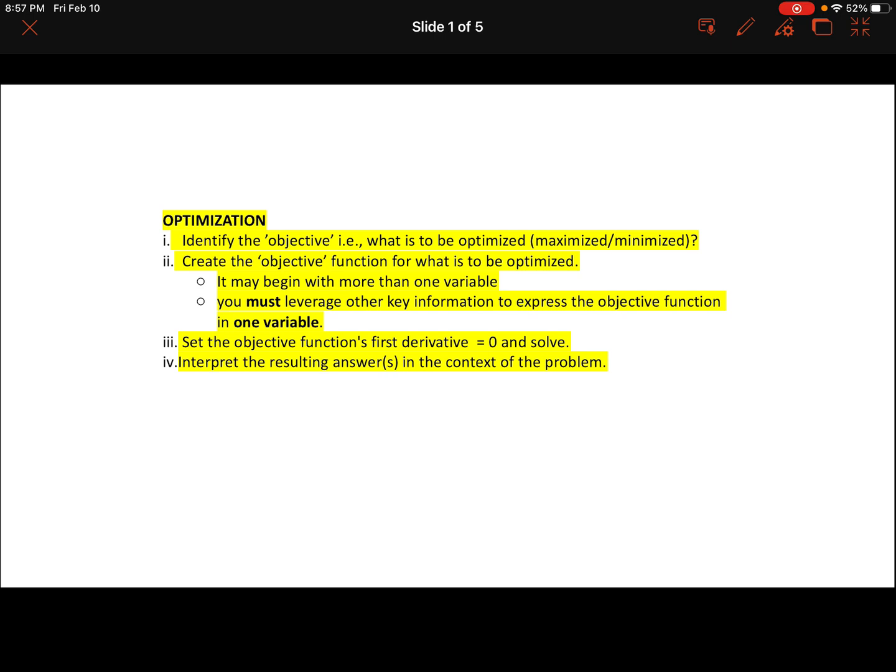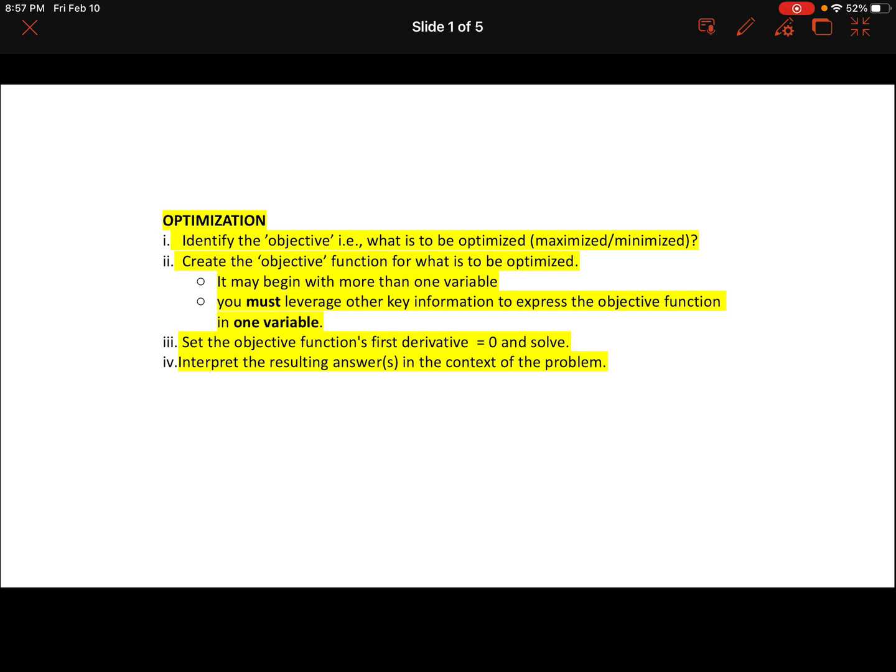Optimization is basically the general term for either maximizing or minimizing a particular construct. In doing that, what we need is a function which serves that objective. We call that the objective function. Sometimes that objective function will have one variable only, and that will work very well.